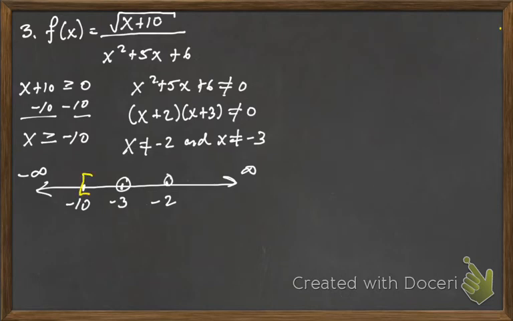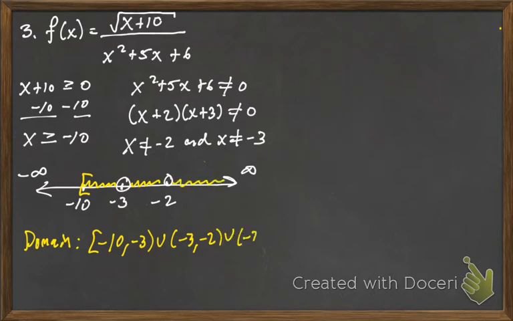And x greater than or equal to negative 10. The x is on the left-hand side, so this tells us what direction we go, to the right. Okay, so we're going to go from negative 10 to infinity, but we have to hop over the negative 3. So the domain is bracket negative 10 to negative 3, union negative 3 to negative 2, union negative 2 to infinity. Okay.